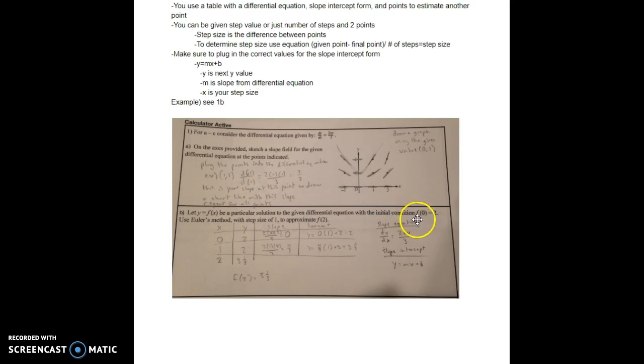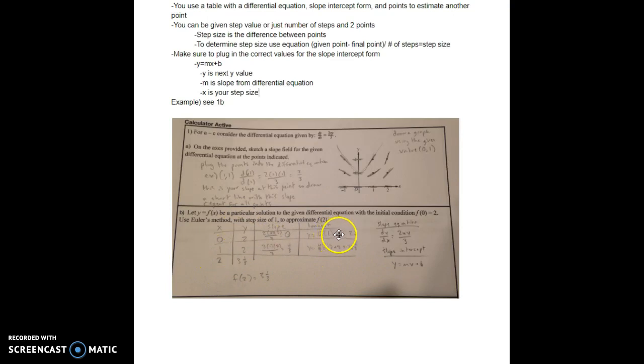Then you use your initial condition f(0) equals 2, so you have your y value, and you plug that in. You have your slope because you use your differential equation, plug it in like it shows here, and your slope ends up being 0. Once you have all three of these, you can plug it into the tangent using your slope-intercept form, y equals mx plus b. So you plug in y equals 0 because your slope is 0, times 1 because your step size is 1, plus 2 because your y value is 2. That's your b. Your b is your y value.